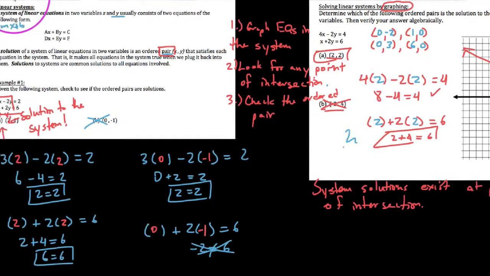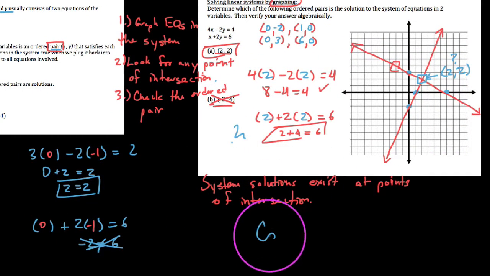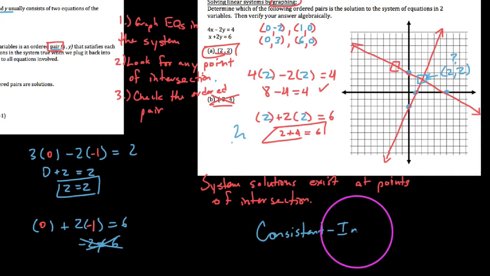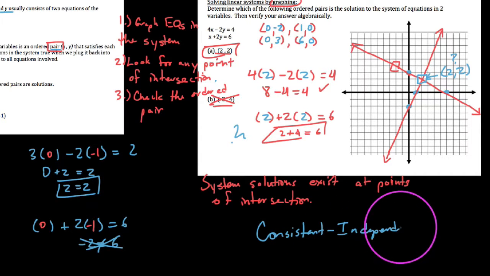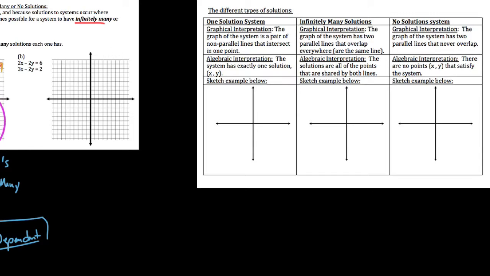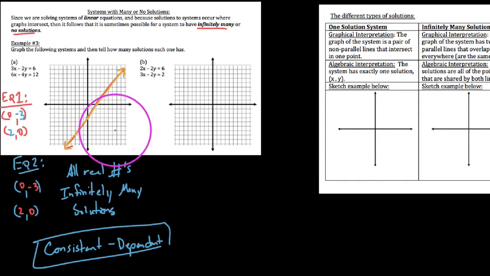Whereas when we looked at this example over here, we would classify this as consistent because it had at least one solution, but we'd say that these lines are independent from one another. So in terms of key vocabulary, consistent means our system has at least one solution, or infinitely many. And whether they're independent or dependent depends upon whether they share all solutions or just one.